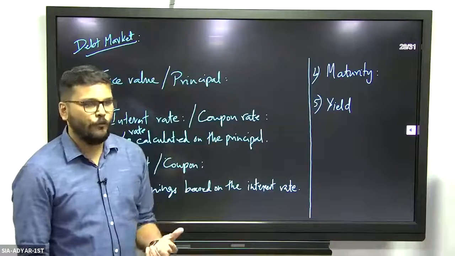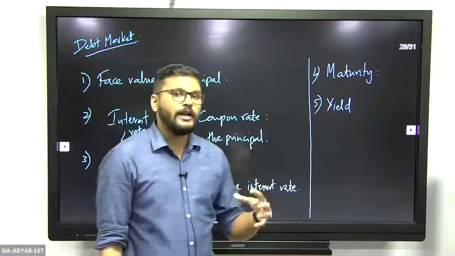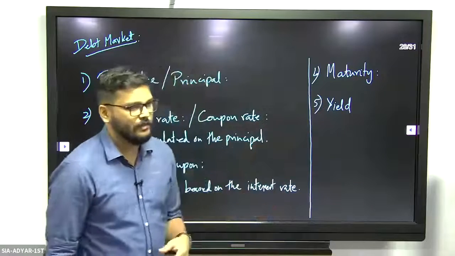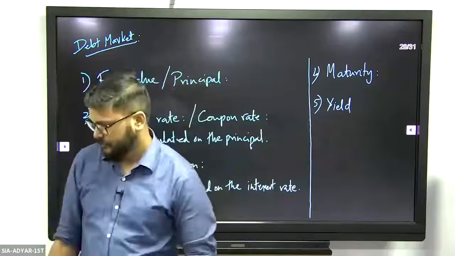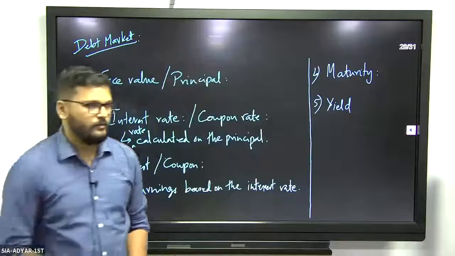Let's say the maturity is for 4 years. Your overall earning at the end of 4 years is what is called yield. Cumulative interest earnings is what is yield. That is the simplest definition that is there.